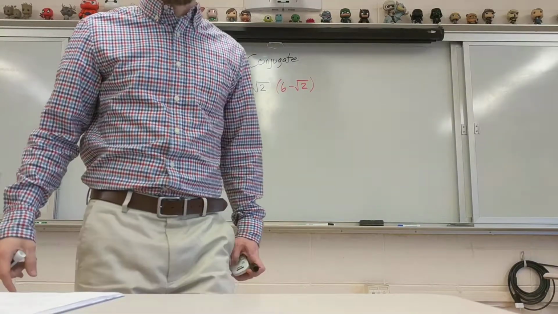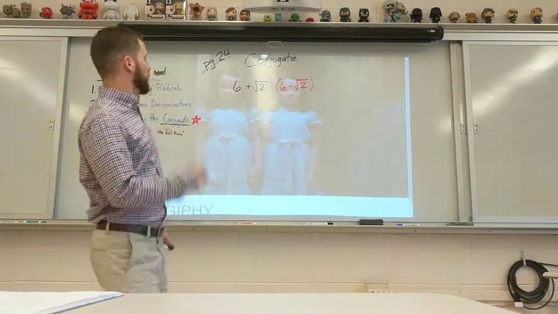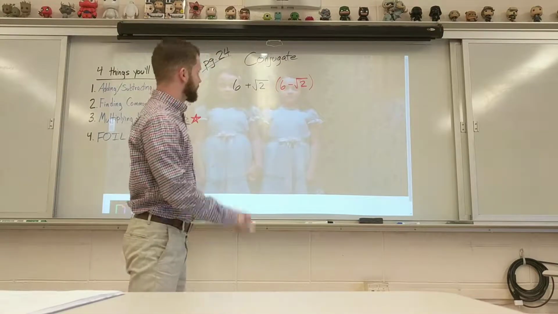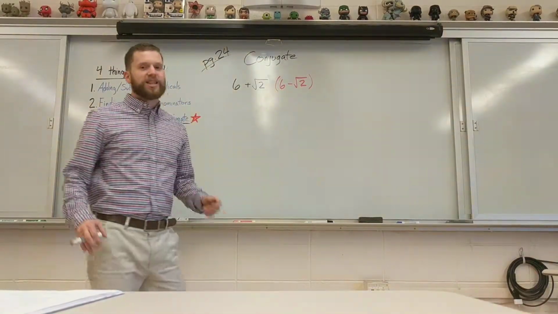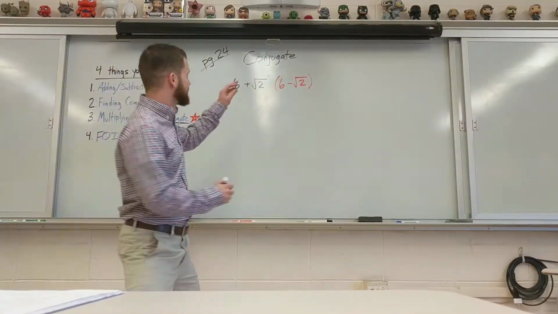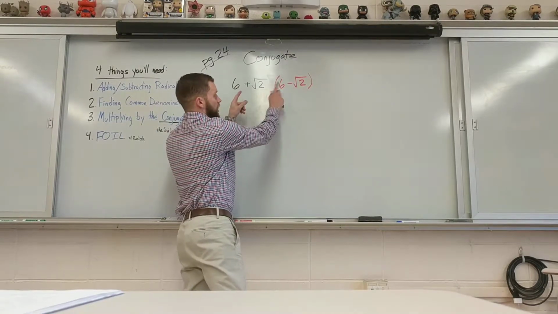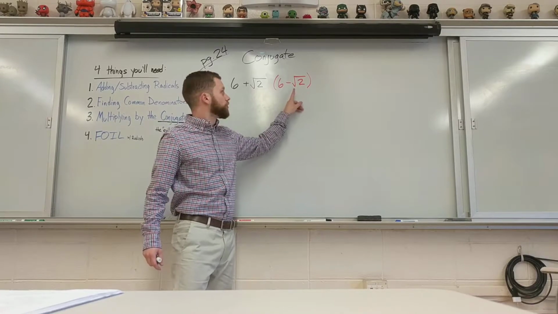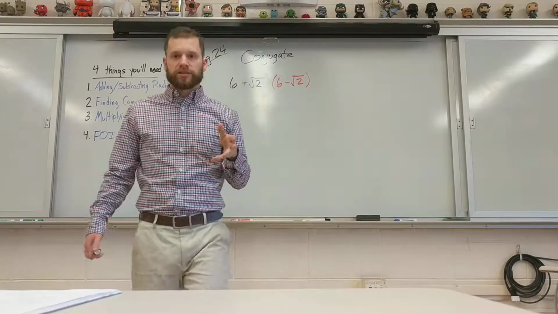I like to refer to these as evil twins. Don't worry, conjugates aren't as scary as these girls. So, the reason I like to think of them as evil twins is because they're basically the same like twins. However, they have different signs. So if this was negative, the conjugate would be a positive sign in the middle, and vice versa, okay?